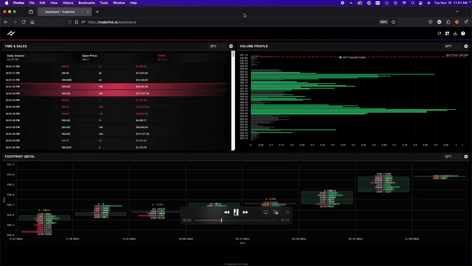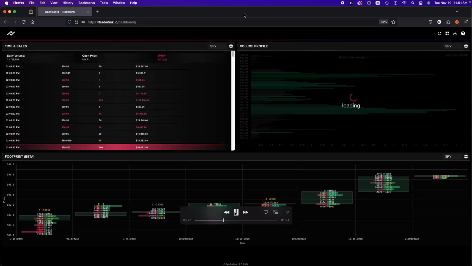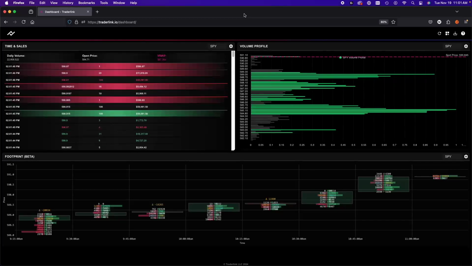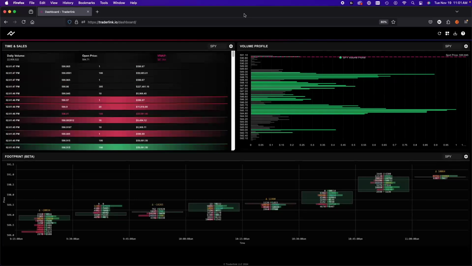This is kind of where I started trading, because I didn't have access to footprint. I didn't have access to volume profile when I was trading. So I'd sit for hours trying to understand the tape, trying to get better at reading the tape. And it worked, but I always thought that there's got to be a better way.